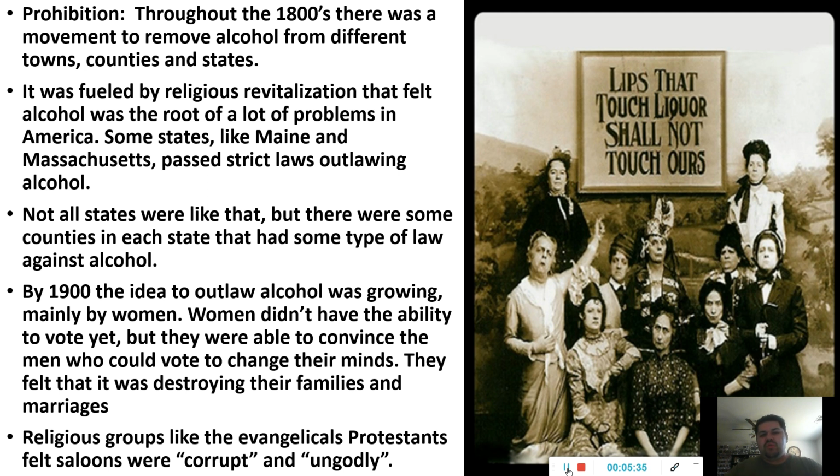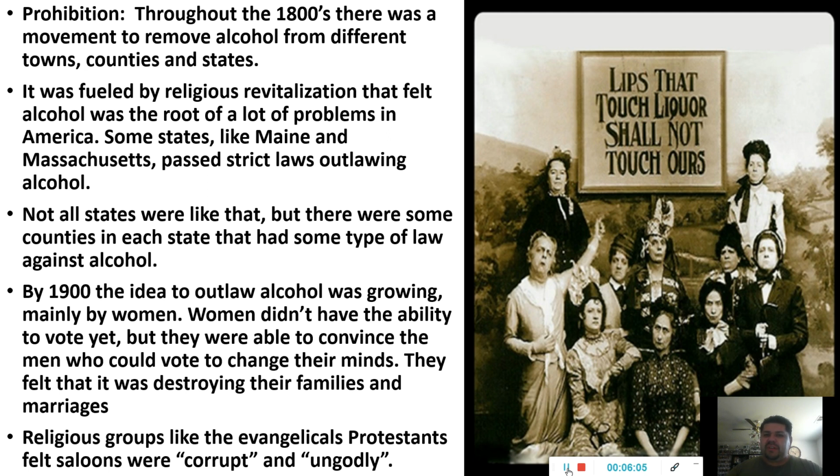And one group of people who really took a stand were women. Right now, you have to remember, women don't have the right to vote yet. They really don't have much legal say. But women stepped up and said, "You know what? We've had enough." And they actually were able to convince men who could vote to change their minds on their stance towards prohibition.